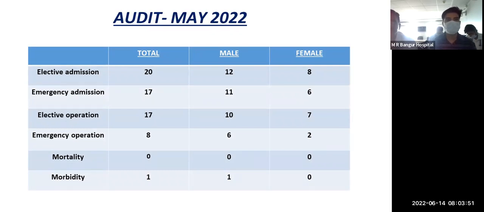Now, admissions. Total elective admission was 20, among which 12 were male and 8 were female. Total emergency admission was 17, among which 11 were male and 6 female. You need to split the male female. It is there on the screen. Just read the total. Yes. Total elective operation is 17. Total emergency operation is 8. There was no mortality, and there was one morbidity.